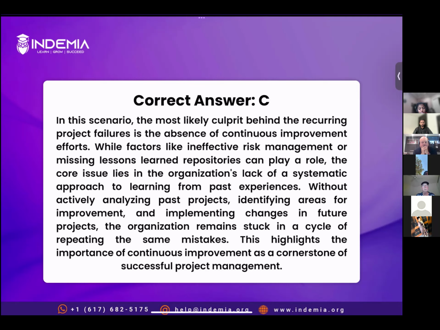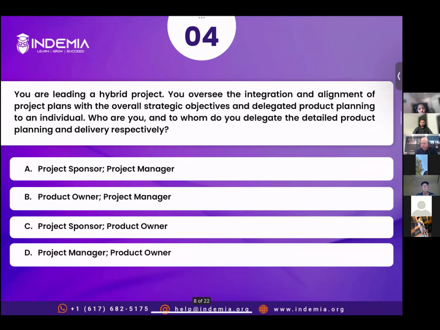All right, if you have any comment, feel free to share in the chat window, or you can just unmute yourself and explain. All right, next question. I can see most of you are not answering. Please do answer. That's really important for discussion purposes.